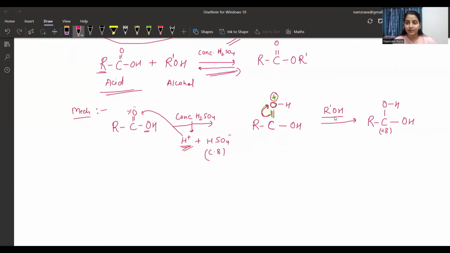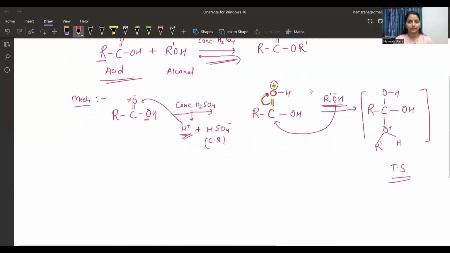At that time, this alcohol, which is having lone pairs, will get connected to this carbon. So basically, I can write for this partial bond, we have attached an alcohol group by oxygen atom on this, which will give you this type of intermediate, which is the transition state. This is the transition state which is present in esterification reaction.